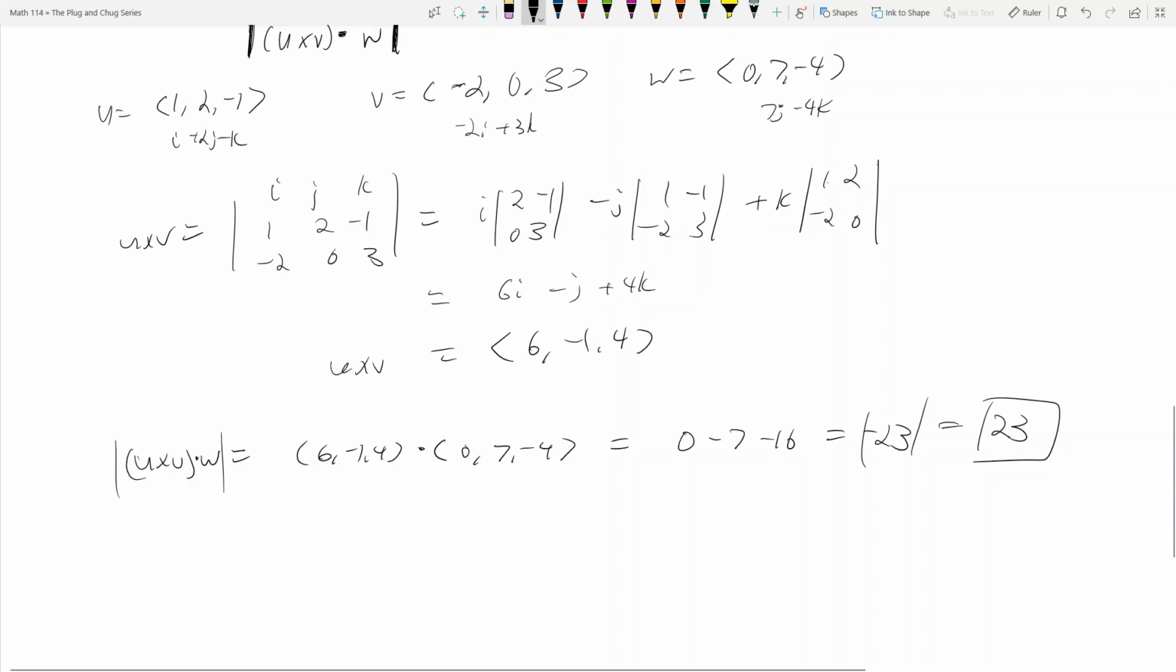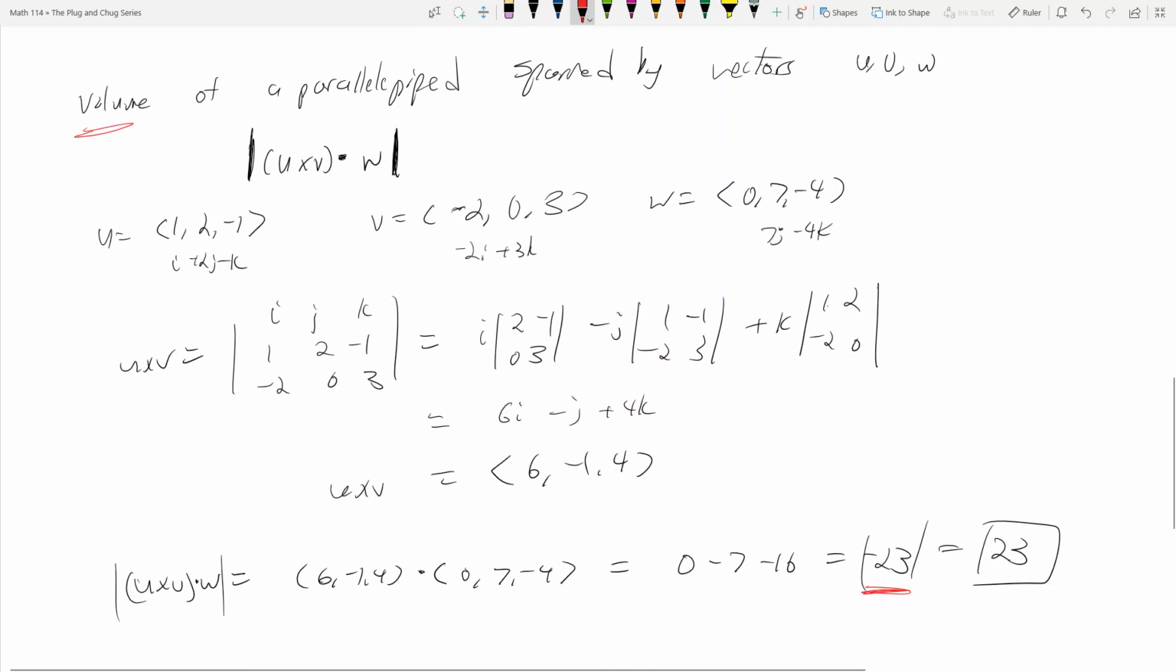Big thing here, if you get a negative number, for the love of God, don't leave your answer as a negative number. I guarantee you on an exam, negative 23 will be a choice, like 100% guarantee it. And if you circle it, you'll get like half credit. Like, what are we doing? We're finding the volume, all right? It can't be negative. Like, please, this happens to people so much.